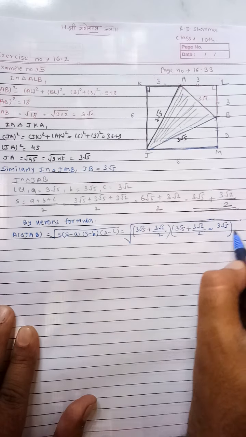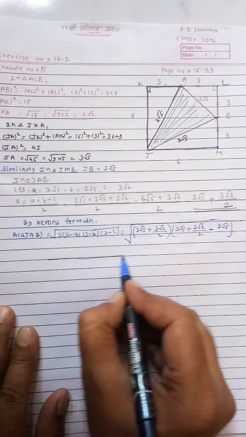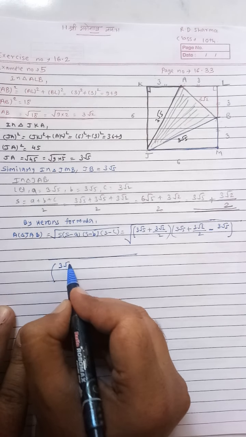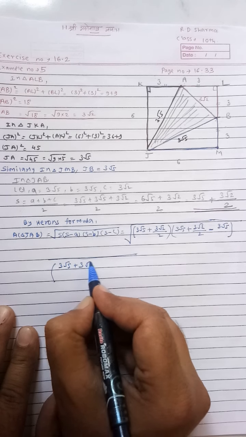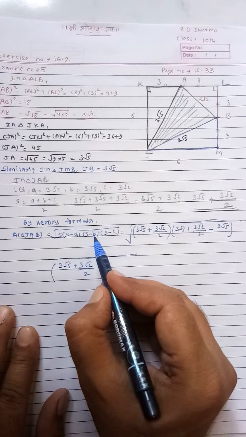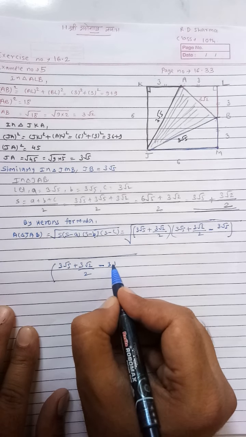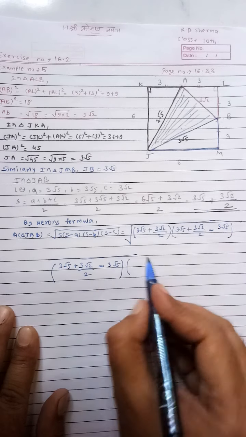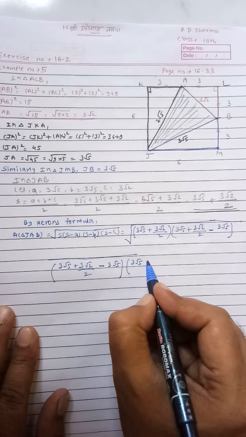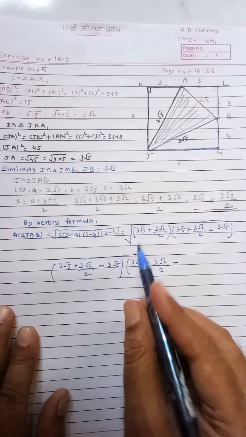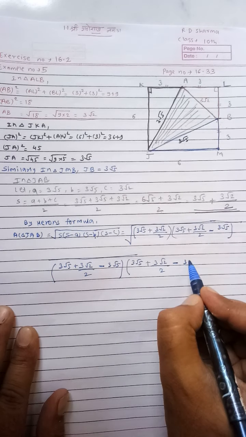This one is the second bracket. S minus B, that is 3 root 5 plus 3 root 2 upon 2 minus B. B is 3 root 5. In the next bracket, S minus C, that is 3 root 5 plus 3 root 2 upon 2 minus C. C is 3 root 2.